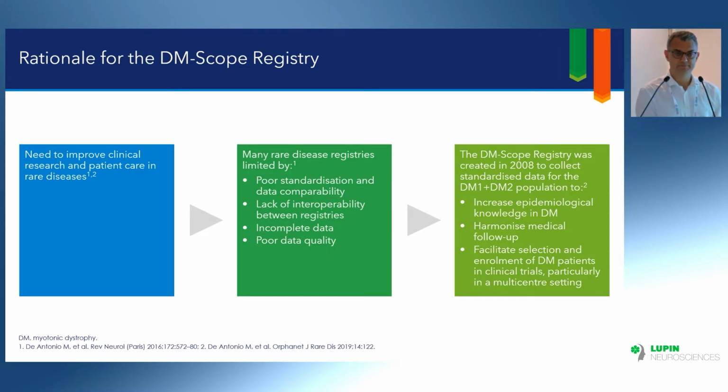This is why we are contributing to the EuroNMD registry. I will show you in a few moments. There are questions regarding the quality of data and the completeness of data. So the DM scope registry was launched more than 10 years ago, now 15 years ago. The major aim was to increase our global knowledge on the epidemiological level for both DM1 and DM2, and to contribute to harmonization to facilitate our medical management of DM patients. Finally, this registry is research-oriented to increase the enrollment of patients, the identification of pre-screening and eligible patients to various clinical trials.